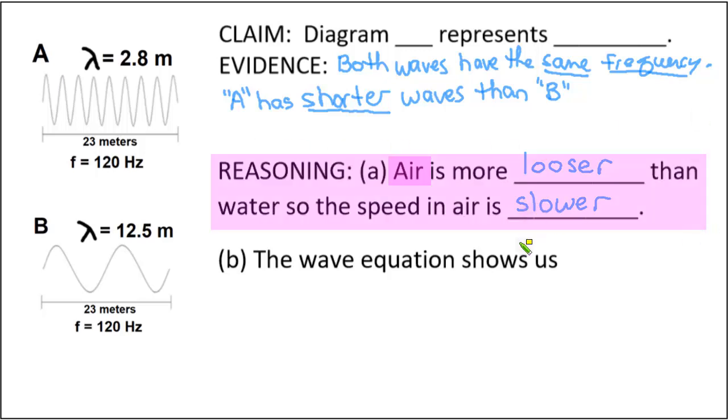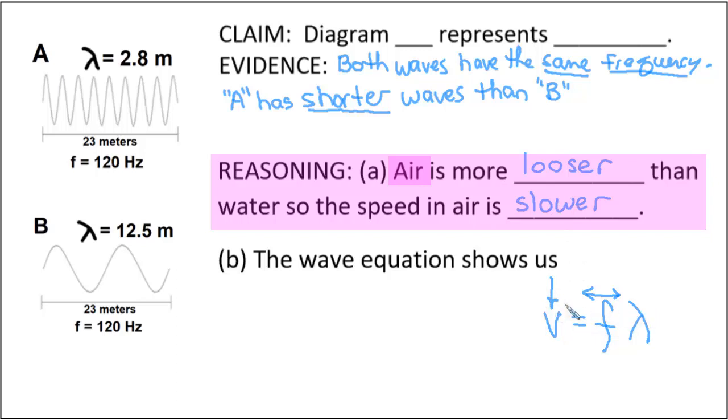Now we have the speed, slower, and we can put that into our wave equation. So now let's think about the wave equation. And we can just copy the wave equation right off our yellow paper. And I'm going to go back up here. Remember our evidence. They both have the same frequency, so frequency is the same. That's part of our evidence. We know that's constant. And now we just figured out through logic that air is going to have slower sound waves. So speed, velocity is speed here. So slower speed in air.